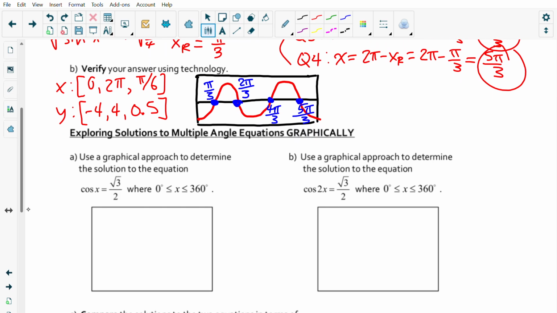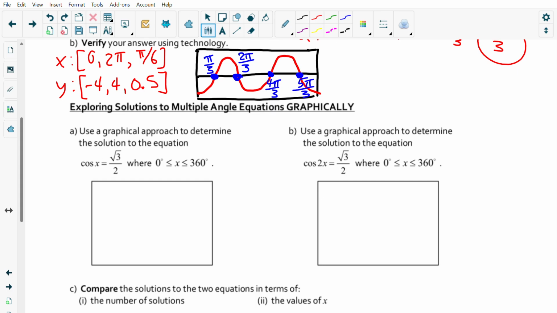Let's explore now solutions to multiple angle equations graphically. So use a graphical approach to determine the solution to the equation cosine of x equals square root of 3 over 2. Okay, so let me pencil in my axes here. So this would be the y-axis here. And what does it look like? So, let me make that a little bit nicer looking. That looks much better.